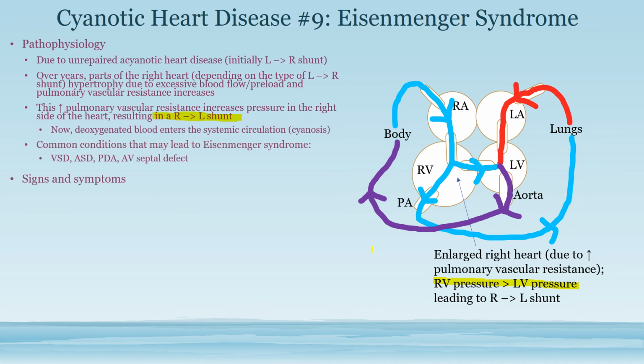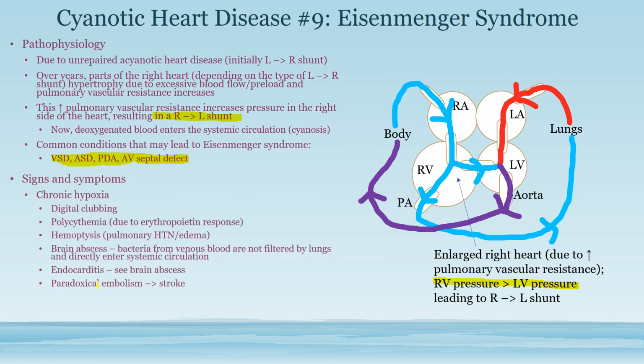So some common conditions that lead to Eisenmenger syndrome that you should know: VSD, PDA, ASD, and AV septal defect. We'll talk about the AV septal defect in the next video. That's also very important to know. It's another acyanotic heart disease. So signs and symptoms: you get chronic hypoxia. Why? Because you have decreased oxygen in the blood going to the body. So you get some symptoms of this.